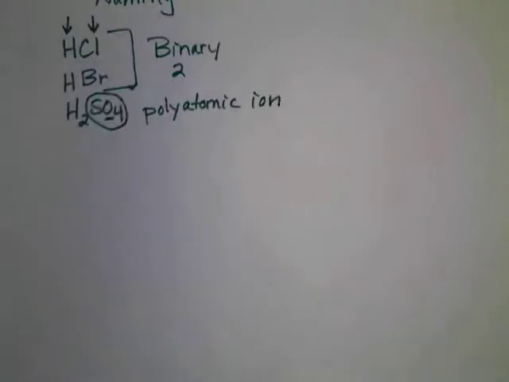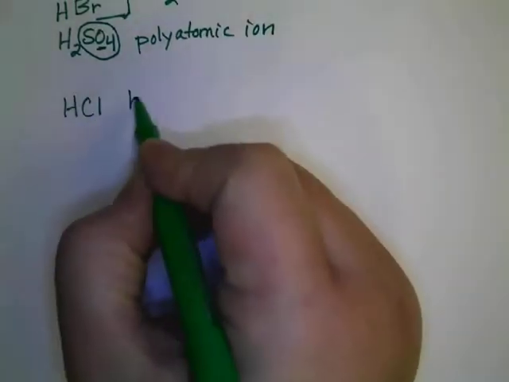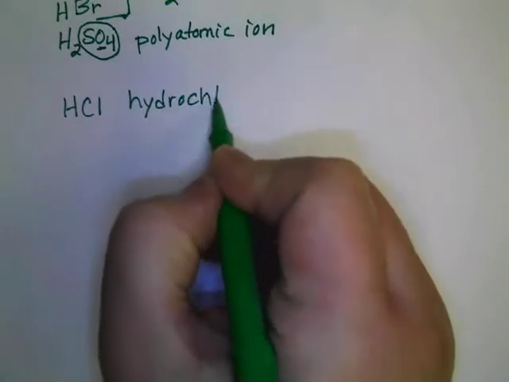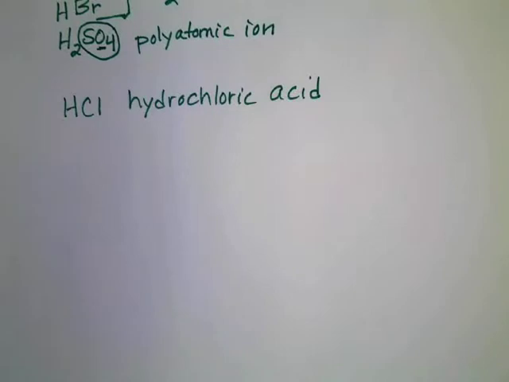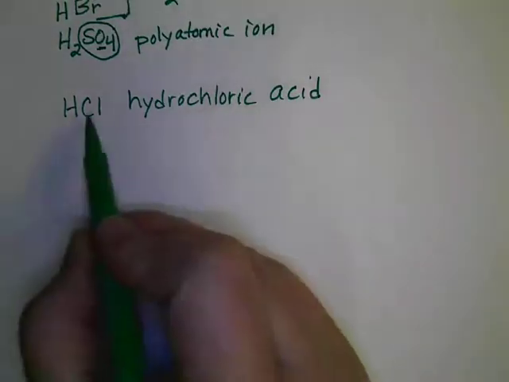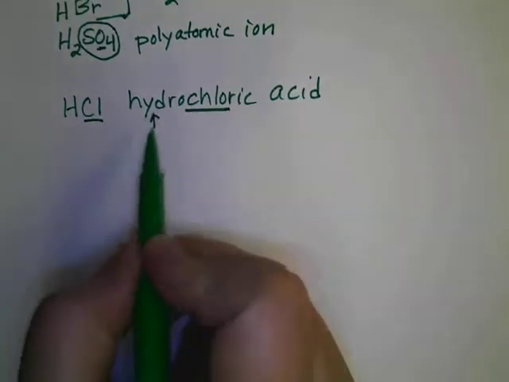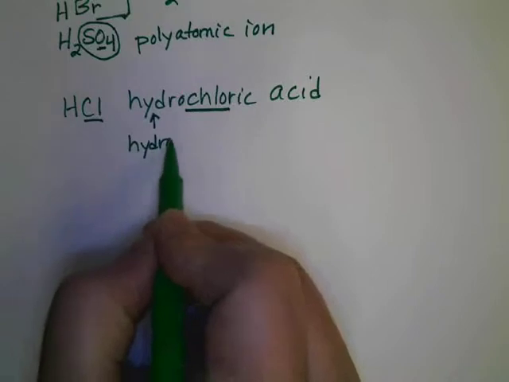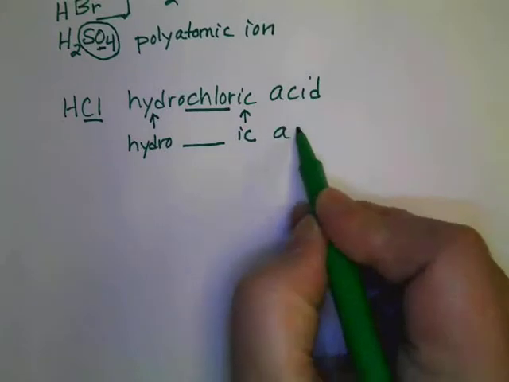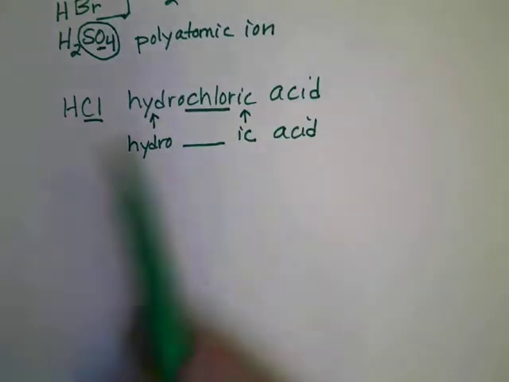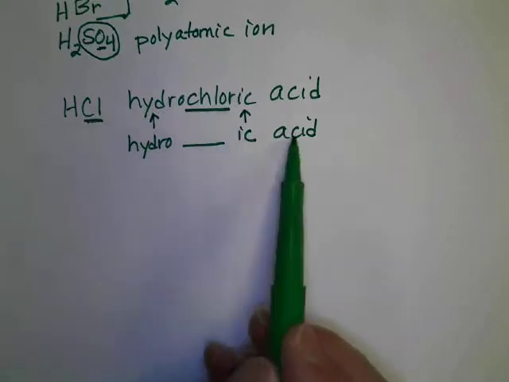So let me start with the binary first. You may already know that HCl's name is hydrochloric acid. So this is a good one to start with. How did it get its name, hydrochloric acid? Well, they took the chlorine to be the root word. They put the prefix hydro, the ending ic, and the word acid. So if you have a binary one, you always go hydro, the base, which is the anion's name, put ic on the ending and write the word acid.